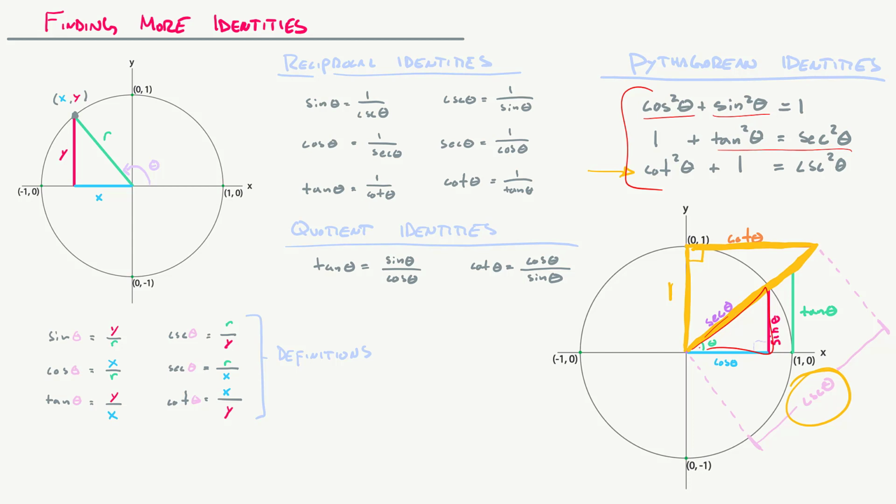Tangent and secant form their own triangle. That's this one, right? In this case, the adjacent side is 1. Cotangent and cosecant form a triangle, right? In that case, the opposite side is 1. So that's another way that you can look at where these Pythagorean identities come from.